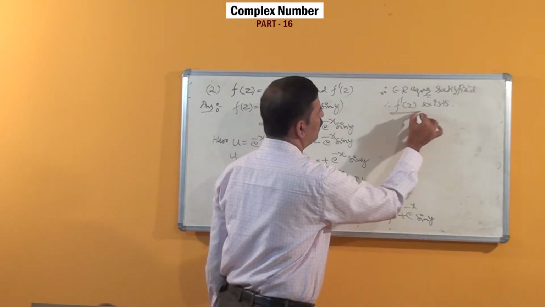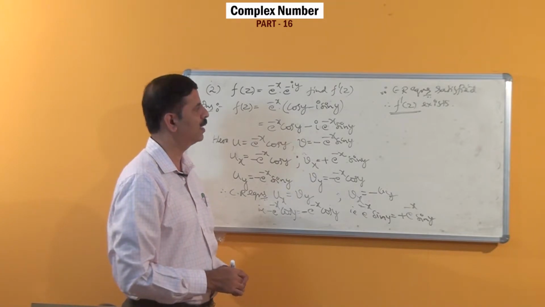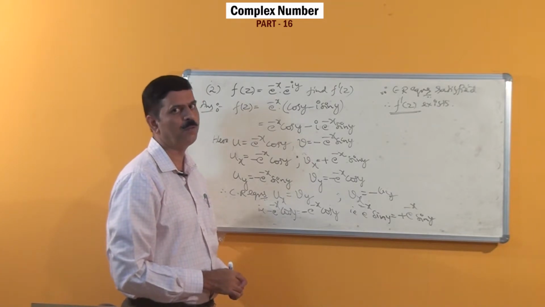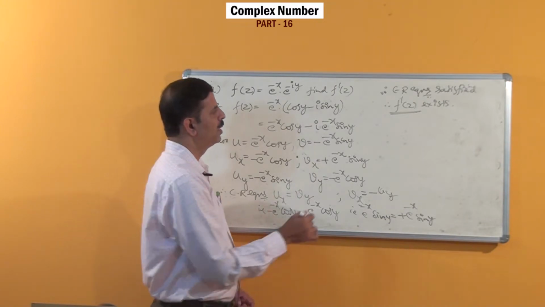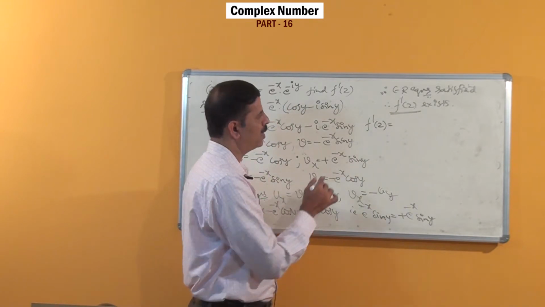So once you have verified whether the derivative of that function exists, if you are interested in finding the derivative, I have already given you the formula. What is f dash of z?